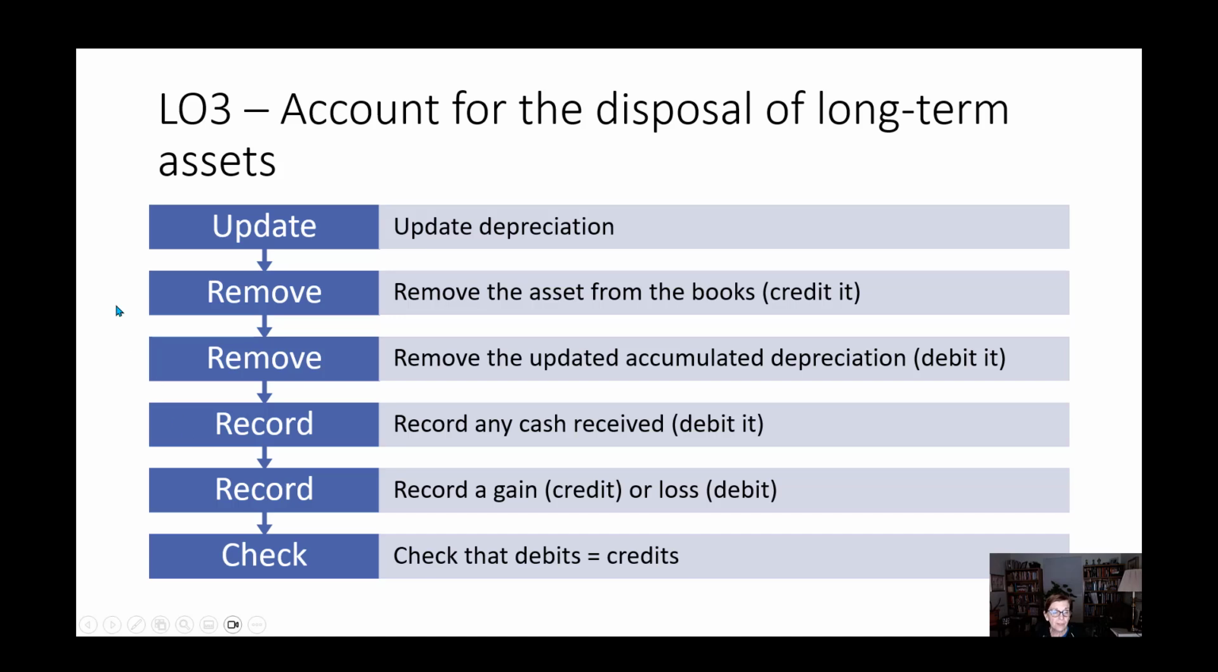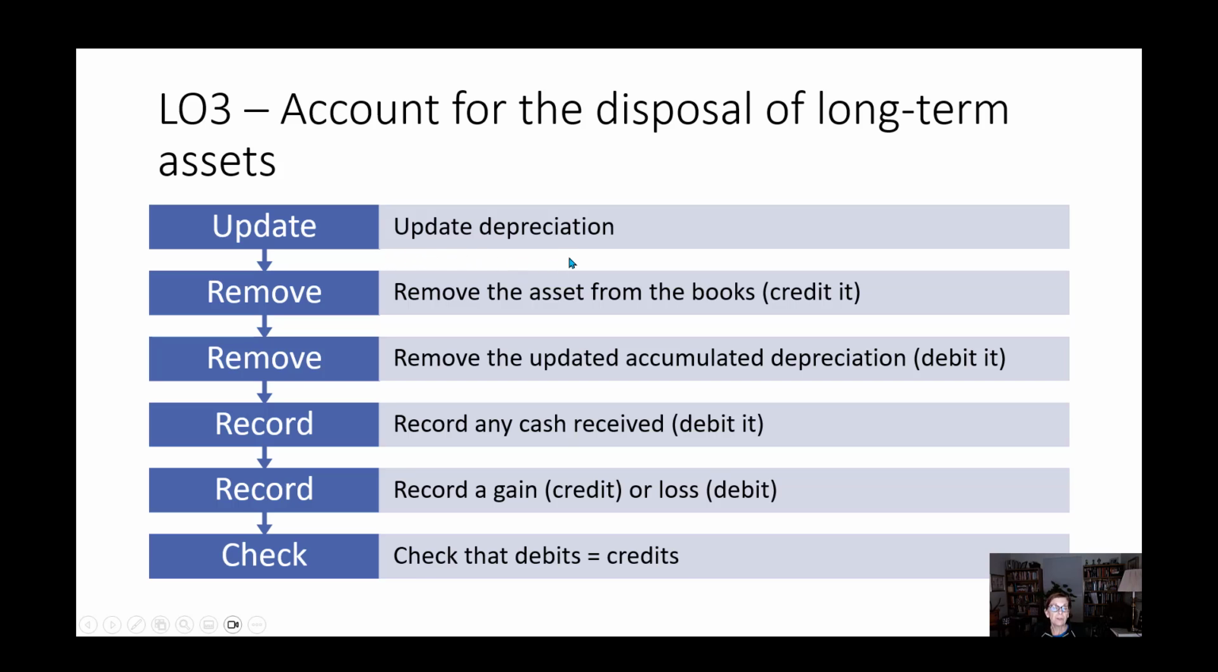All right, so now when you get to the end of the asset's life, we have to account for the disposal of the asset. So either we're going to just toss it if it's no good, or we're going to sell it. So these are all the steps we have to go through to record the sale or disposal of an asset. The first thing we do is we update the depreciation.